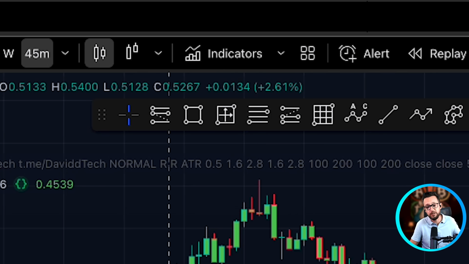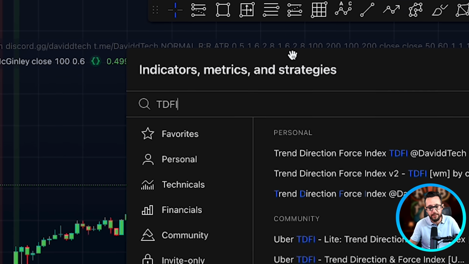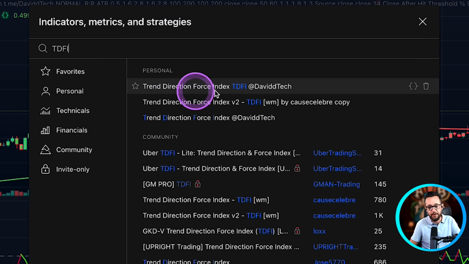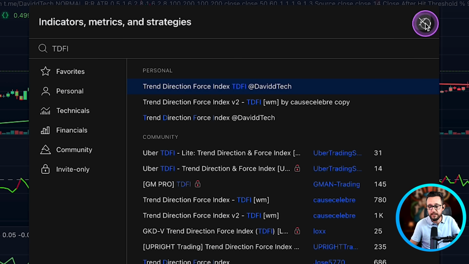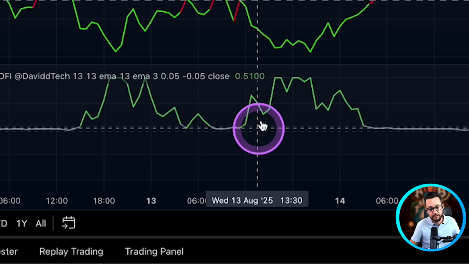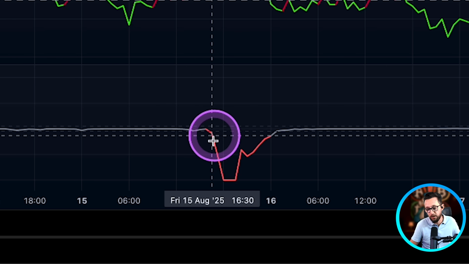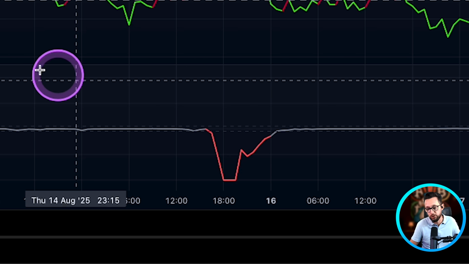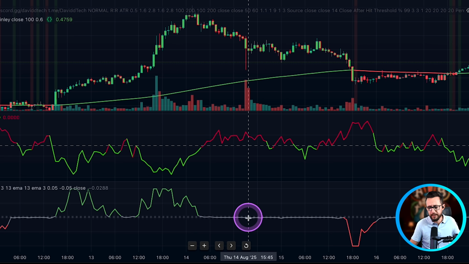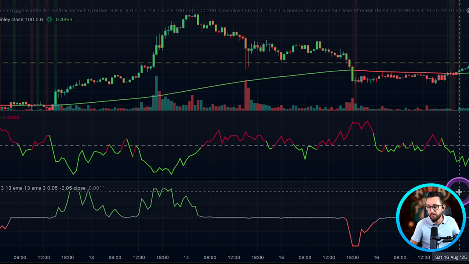Now we do have a second confirmation indicator, and that is my absolute favorite indicator at the moment, and that is the TDFI. The TDFI you can find, as I said earlier, on the DaviddTech website. The TDFI is very much like the other indicators. When above the zero line, it goes green and we're looking for longs, and when below the zero line, we're looking for shorts. As you can see, there's plenty of spaces where they are not correlated, these two indicators, so they work very, very well together.